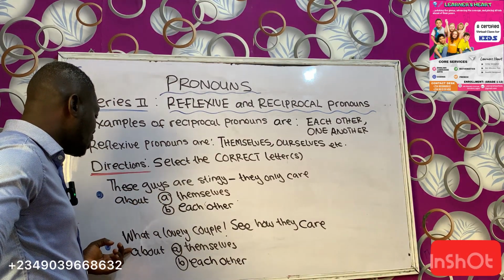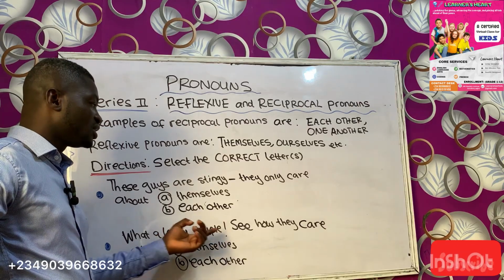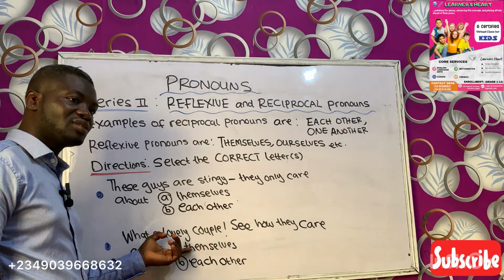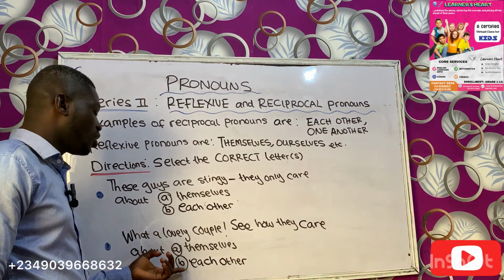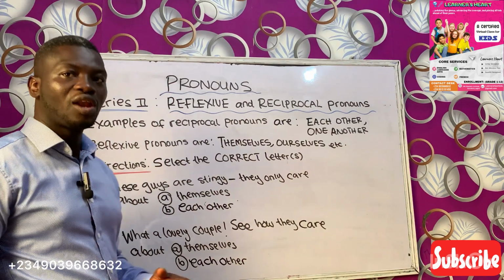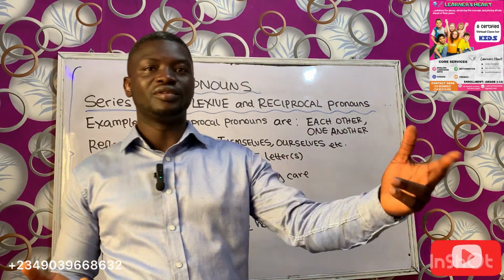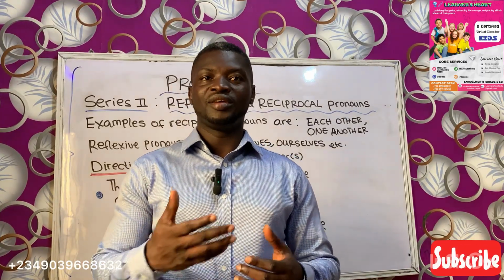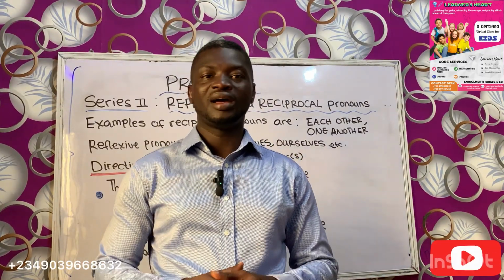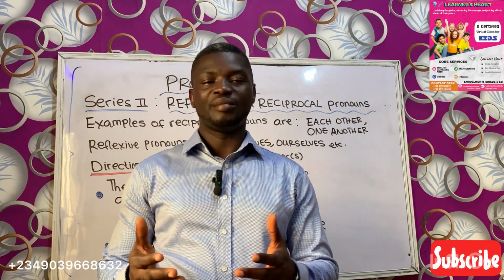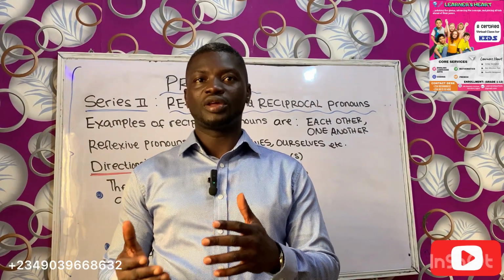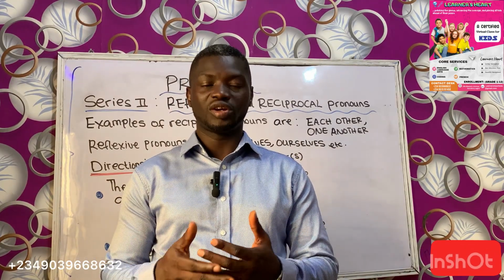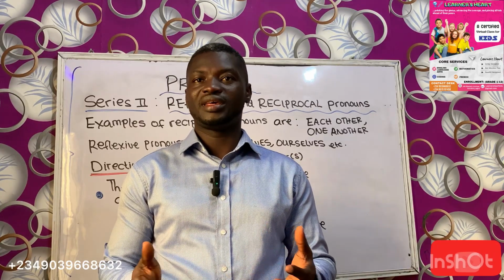Now, for the other one: what a lovely couple. See how they care about dash. See how they care about themselves. See how they care about each other. Now, let's think about it again. They are a lovely couple. The fact that they are lovely tells us that there is a love between them. They really care about each other. So we wouldn't say they care about themselves. Themselves is going to give us an idea of stinginess, of self-interest, of people who don't really care at all.